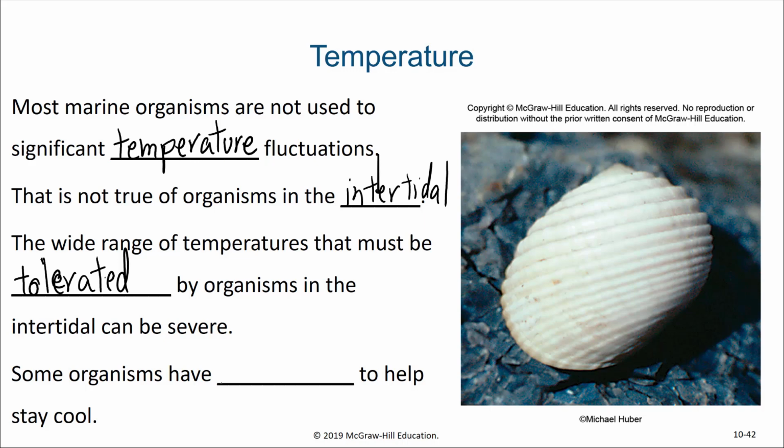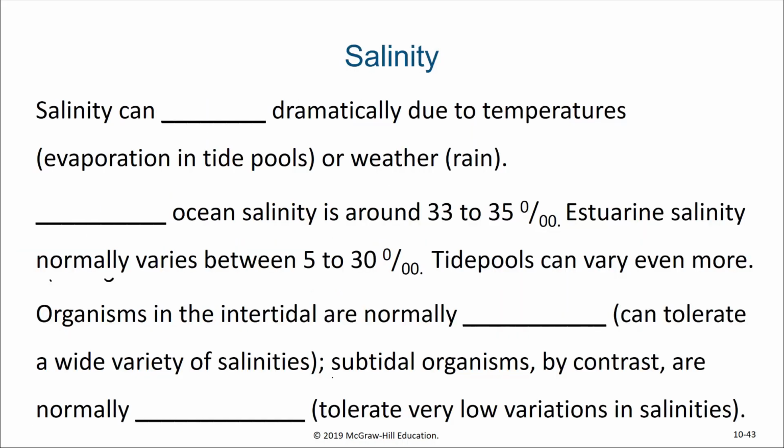Some organisms have mechanisms to help stay cool, such as the white shell of this Littorina snail. Many other snails of this species have a darker pigmentation to their shell, but these are snails that will often be exposed during low tide, and their shell color might allow them to stay cooler, even if it makes them more obvious to predators. Another factor that can change quite dramatically in the intertidal is salinity.